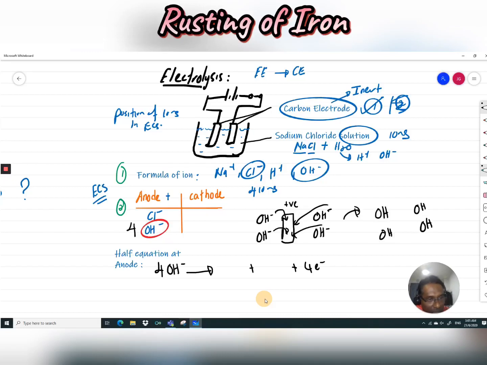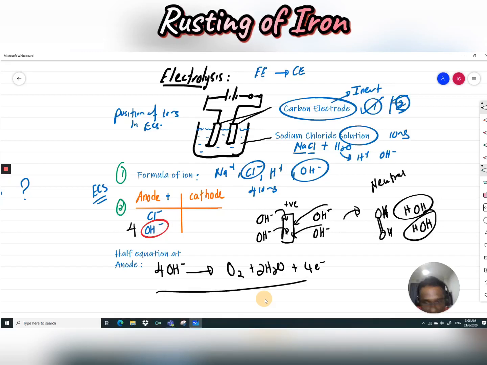Once they become neutral, they will collide. So this one will break, go here. This one will break, go here. They will form 2 water molecules. So I'll put 2 H2O, and this O bonded together and forms oxygen. So this is the equation you will get for the electrolysis process.